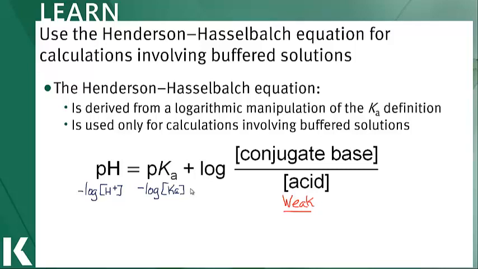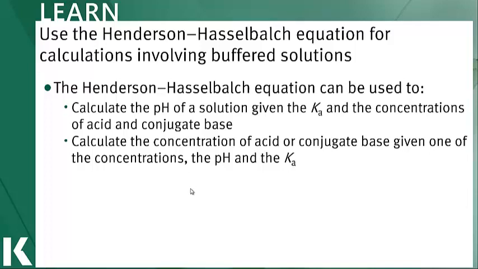The Henderson-Hasselbalch equation can be used in a couple of different ways. First, we can use it to calculate the pH of a solution if we're given the Ka and the concentrations of the weak acid and the conjugate base. We can do this by taking the pKa and replacing it in the equation along with the concentrations of the weak acid and its conjugate base.